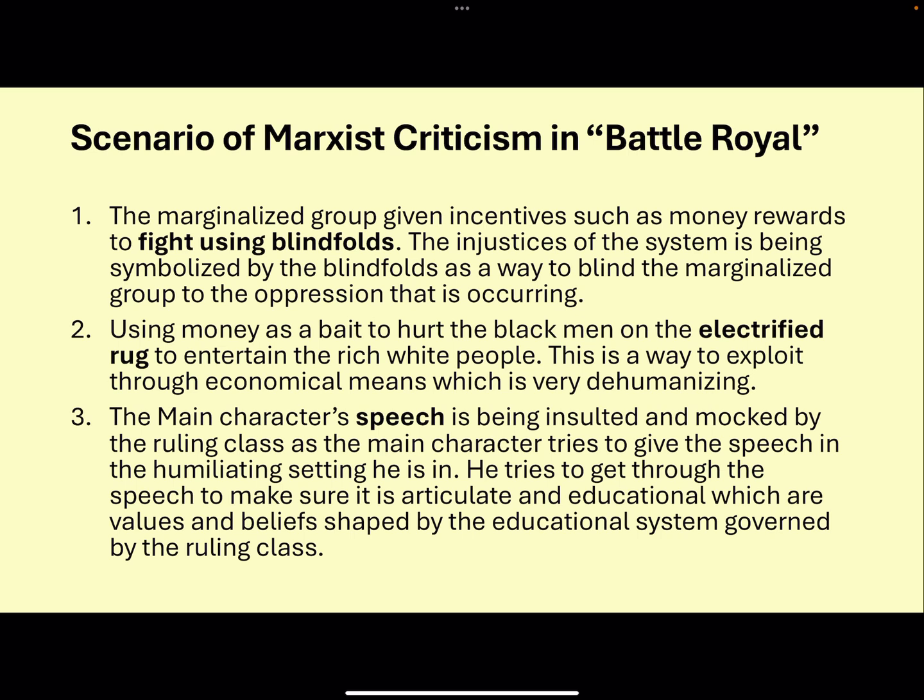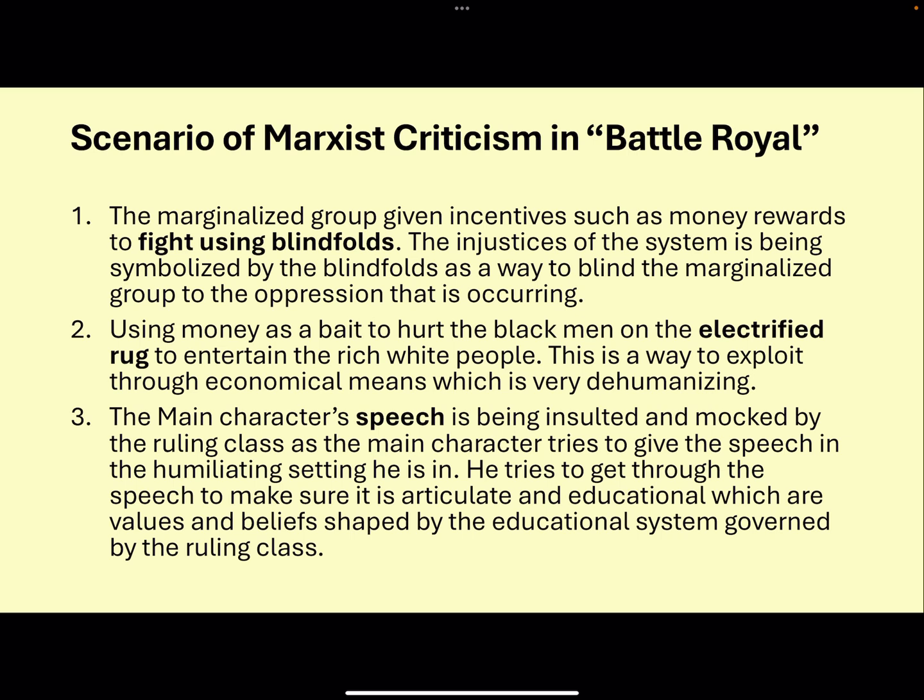First, the marginalized group is given incentives such as money rewards to fight using blindfolds. The blindfolds symbolize the injustices of the system, a way to blind the marginalized group to the oppression that is occurring. Second, using money as bait to hurt the black men on the electrified rug to entertain the rich white people. This is a way to exploit through economic means, which is very dehumanizing.